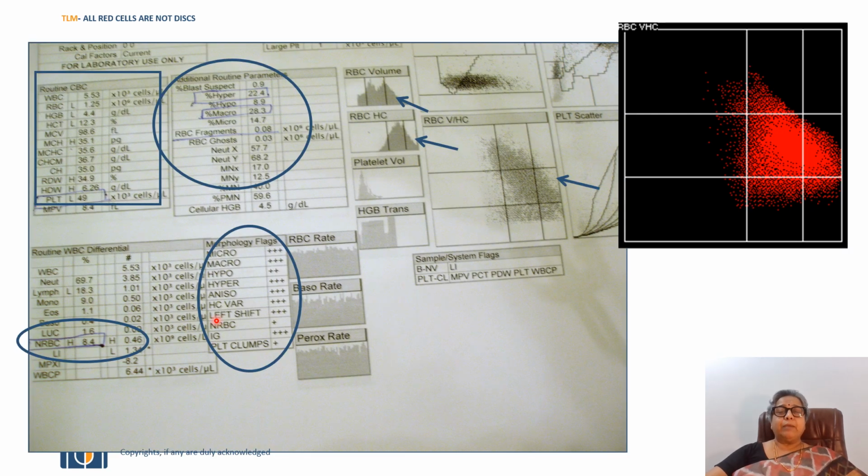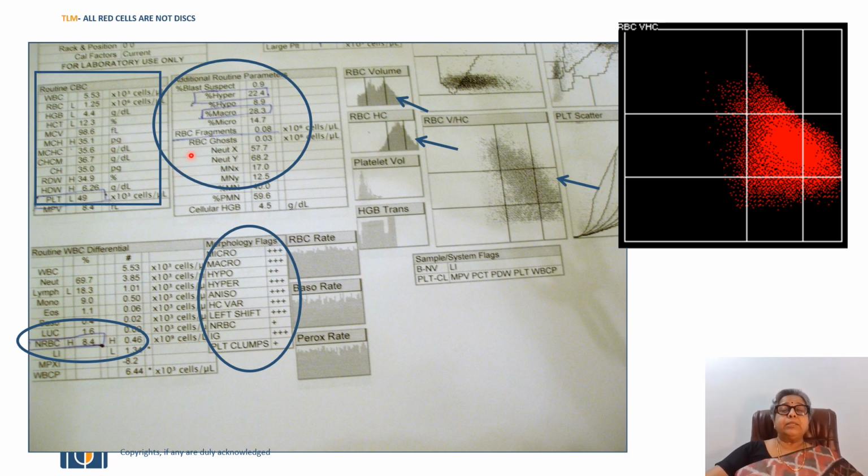So let's take one example. This is a patient with a hemoglobin of 4.4 and an MCV which is fairly normal, and an MCHC which is slightly higher. Platelets are low. There's macrocytosis. So there's a very wide scatter. There's a move to the right. There's macrocytosis, most of which is normochromic, and there's also some microcytic and some hypochromic cells.